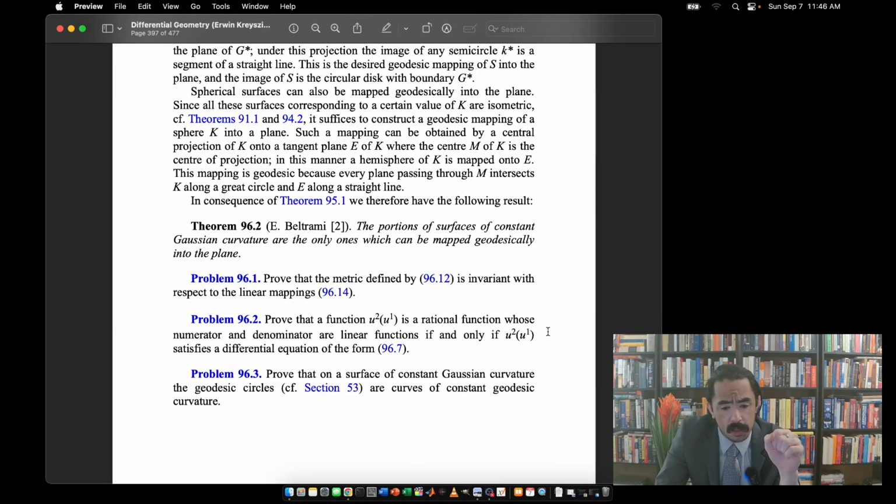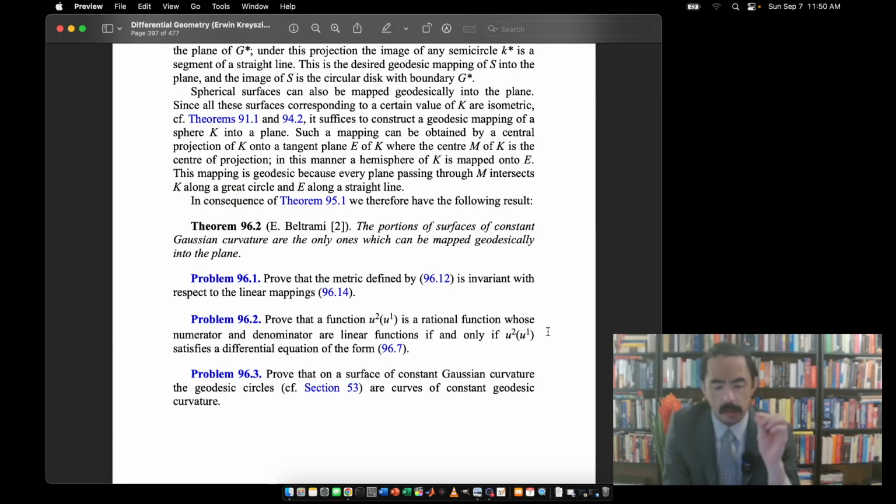Spherical surfaces can also be mapped geodesically into the plane. Since all these surfaces corresponding to a certain value of capital K are isometric, for which refer back to theorems 91.1 and 94.2, it suffices to construct a geodesic mapping of a sphere capital K into a plane. Such a mapping can be obtained by a central projection of capital K onto a tangent plane capital E of capital K, where the center capital M of capital K is the center of projection. In this manner, a hemisphere of capital K is mapped onto capital E. This mapping is geodesic because every plane passing through capital M intersects capital K along a great circle and capital E along a straight line.